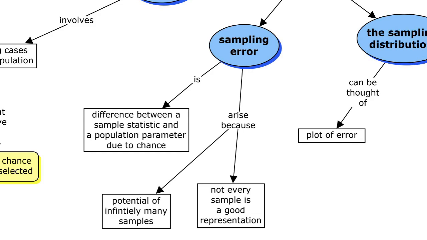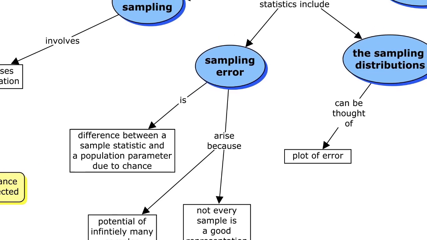So for instance, if you were to calculate the mean age for a particular sample in your city and compare that to the population age, there's bound to be some difference. One might be higher or lower than the other. It's also, of course, possible that they could be equal.